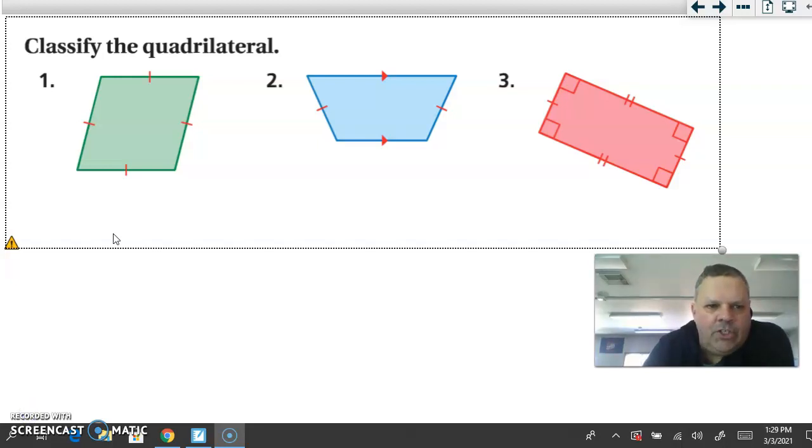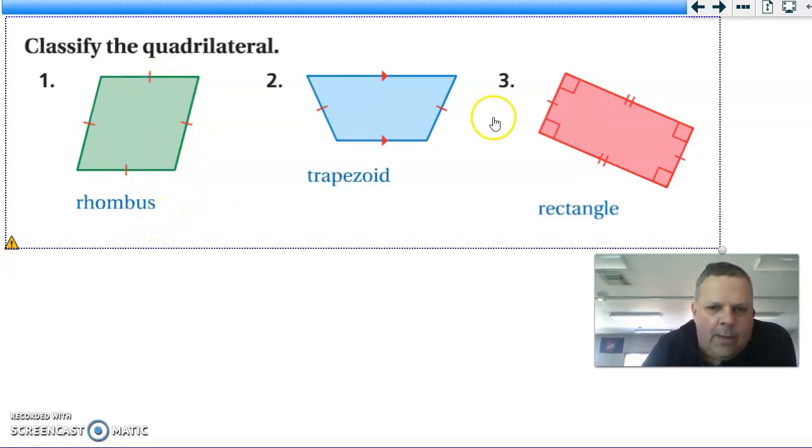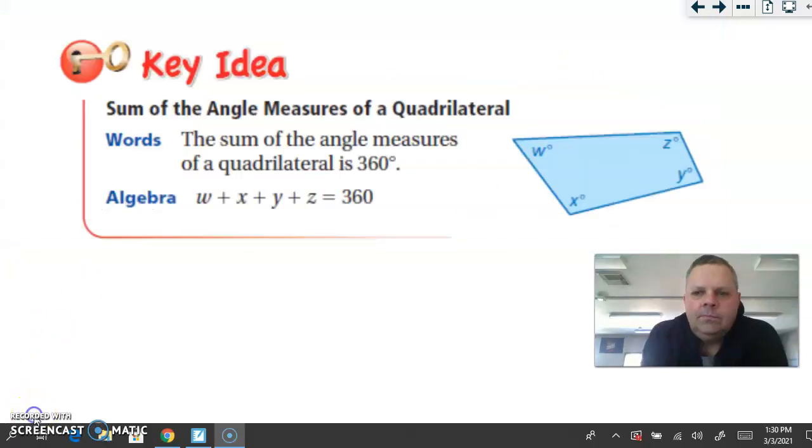Hopefully you had a chance to classify these quadrilaterals. Since these are all the same size, this would be a rhombus. This is a trapezoid because we have 1 pair of parallel sides. And this is a rectangle because the opposite sides are congruent and there are 4 right angles.